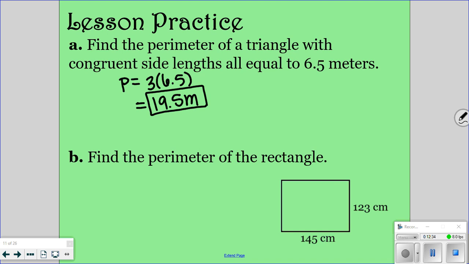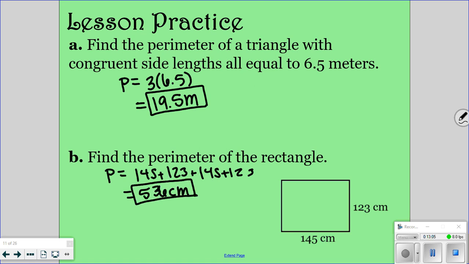Then for the perimeter of the rectangle, we're going to have 145 plus 123 plus another 145 plus 123. And so if you add those all up, you should get 536 centimeters. So that would be your answer there.